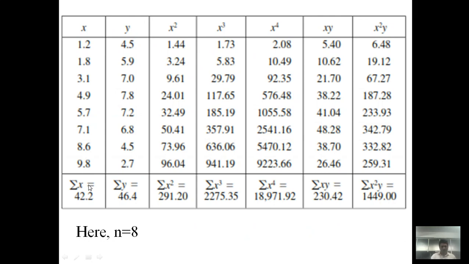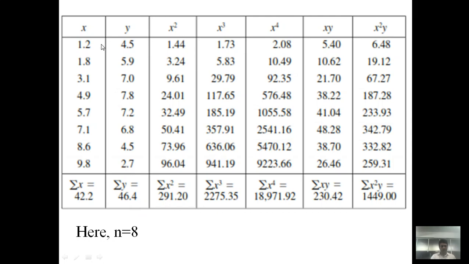So sum of x is nothing, just the sum of the first column, that is 1.2 plus 1.8 plus 3.1 and so on plus 9.8. So it leads to 42.2. Similarly, we have to calculate the sum of the second column. It leads to sum y, that is 46.4.